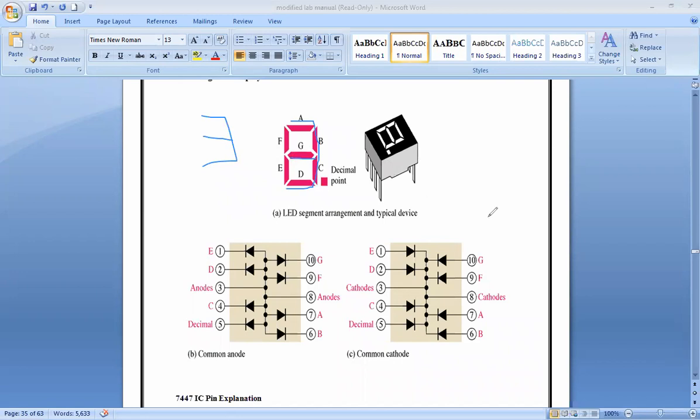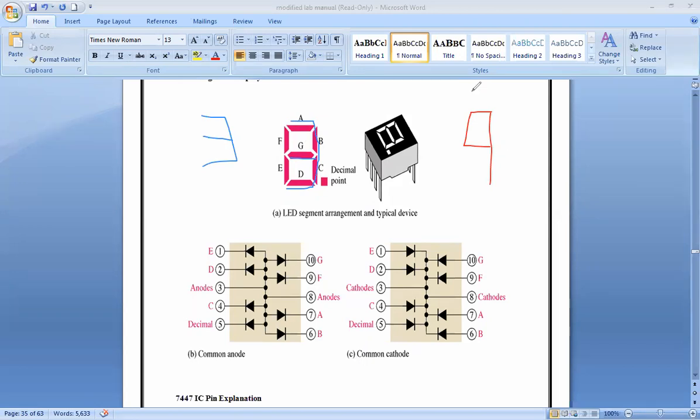So similarly, can someone tell me how do we write 9? How do we get 9? 3 plus F. Now here, which LEDs are to glow to make it look like 9? A, F, B, G, C, D. Okay, A, F, this is your G, B, and C, right? So this will give us 9.